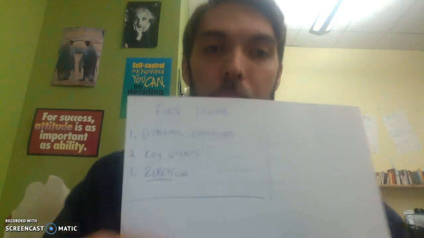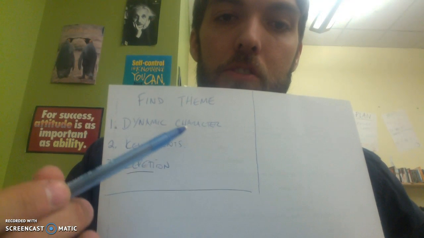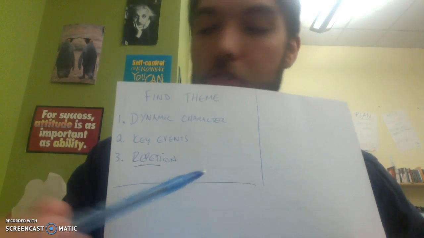So I'm assuming that you've read it. So here's what the story is about. Remember, we said the three ways that we find theme and how it develops is using the dynamic character, key events, and repetition. For this, repetition isn't really a possibility, so it's not expected in your answer. Remember, we said it's mostly going to be in poetry. So looking at the story, I'm going to briefly think of what are the key events.